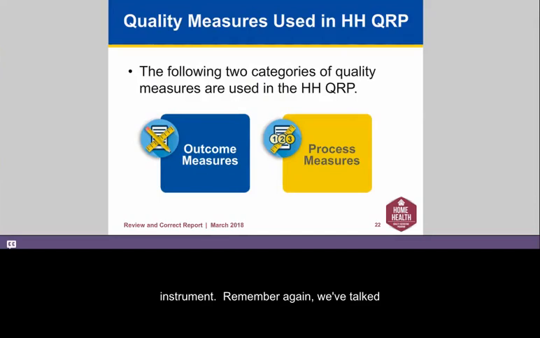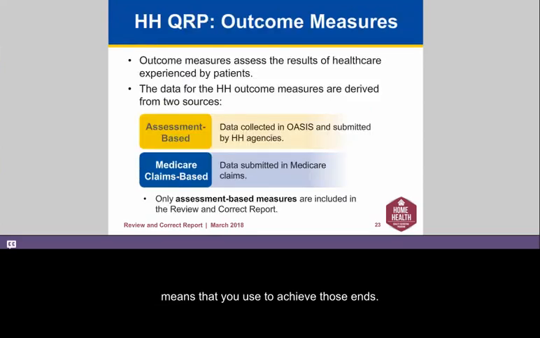Remember again, we've talked about the two different categories of quality measures that are appearing in the HHQRP. Outcome measures, the end result of your care. Process measures, the evidence-based means that you use to achieve those ends. Outcome measures assess the results of the care that you provided that was experienced by your patients.